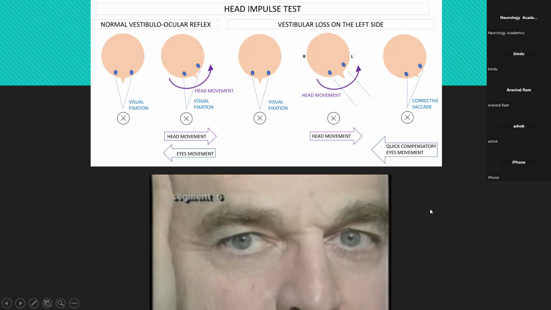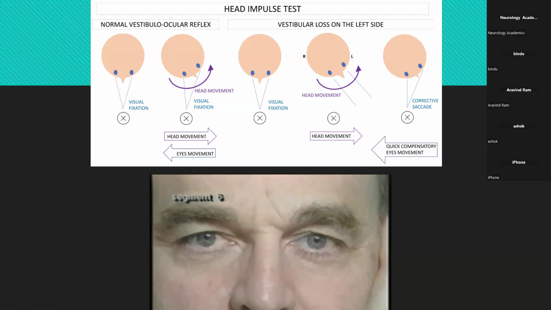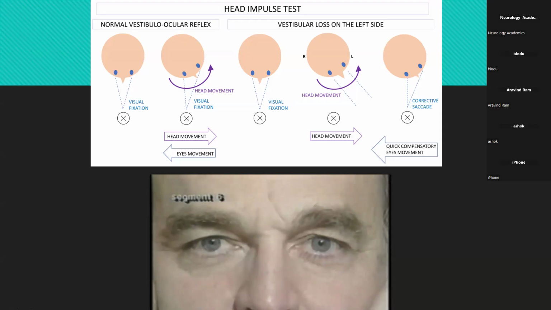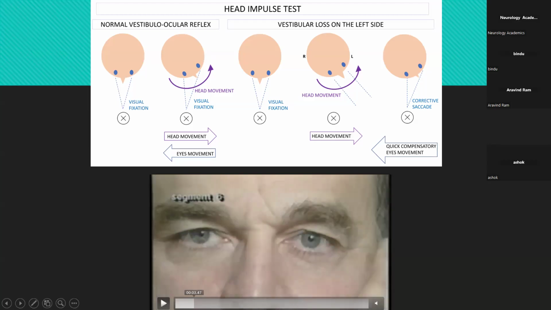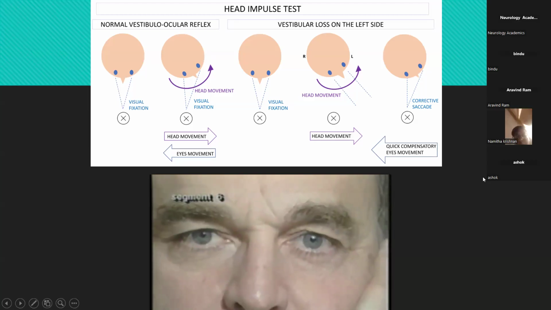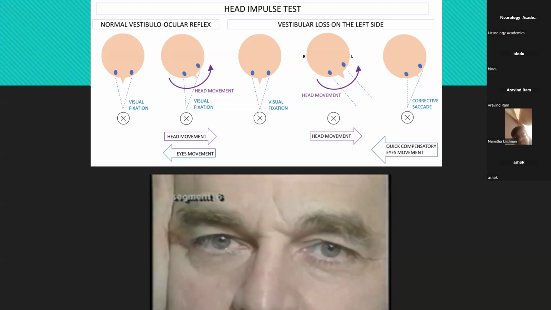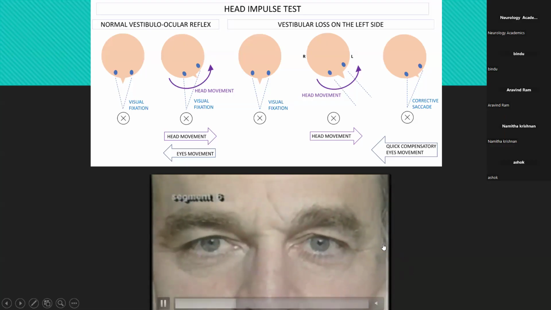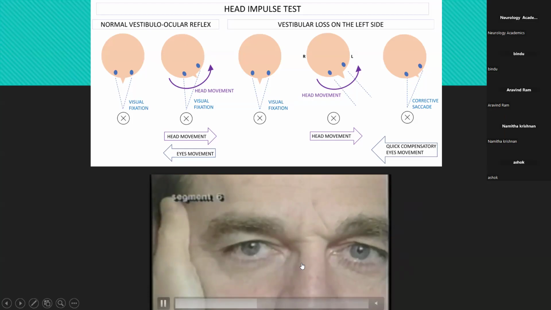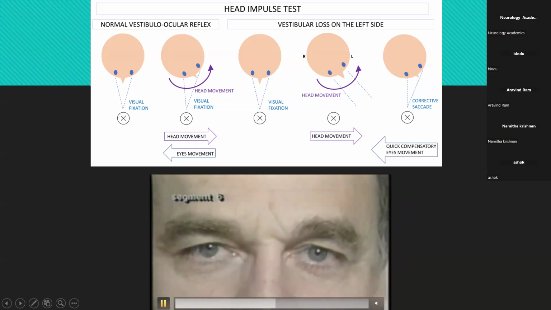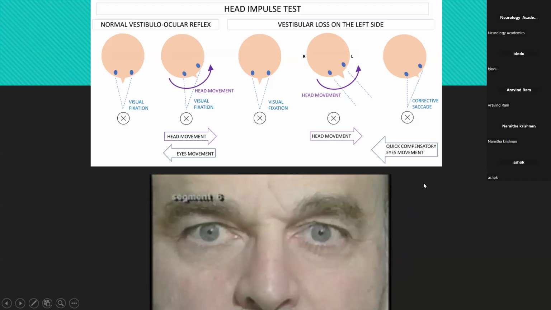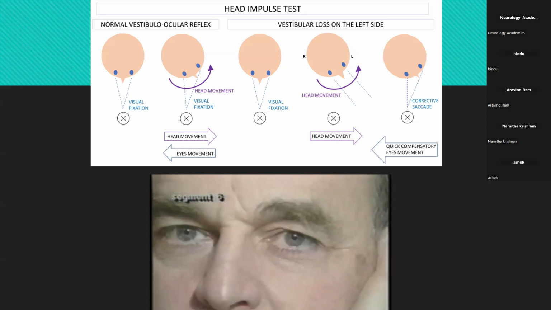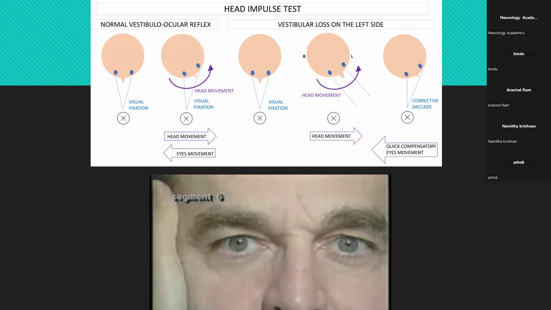In this video, the head is moved slowly towards the left and rapidly towards the right, and now in the opposite direction. And at that time, we were able to see a corrective saccade. Now, again, towards the left, when the head is moved, there is a corrective saccade towards the right that was seen. So left vestibular dysfunction is the likely cause. And this won't be seen in central causes. So that differentiates it from peripheral vestibular nystagmus.